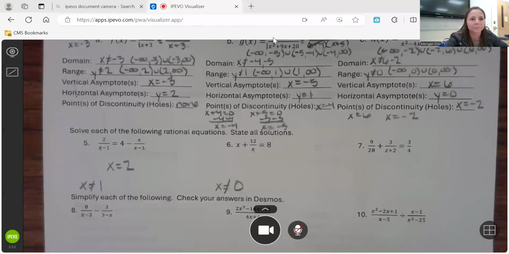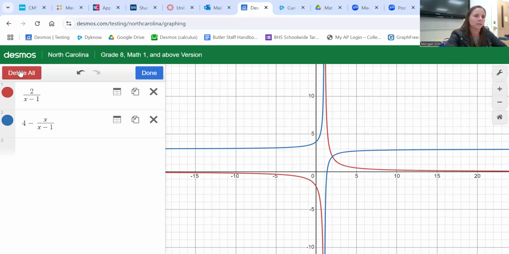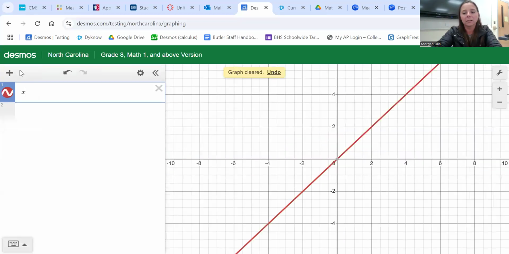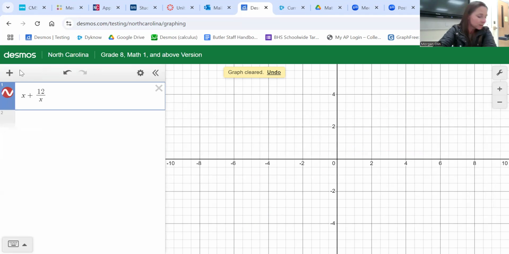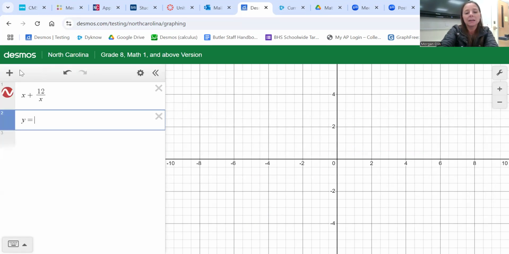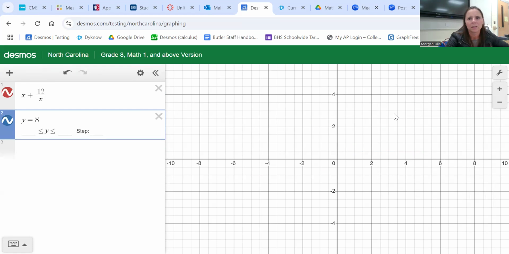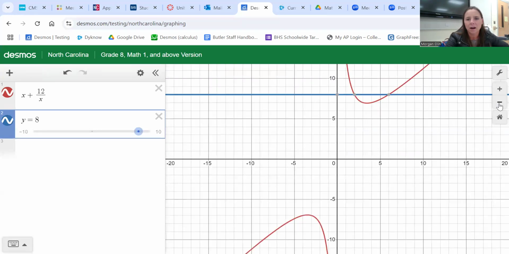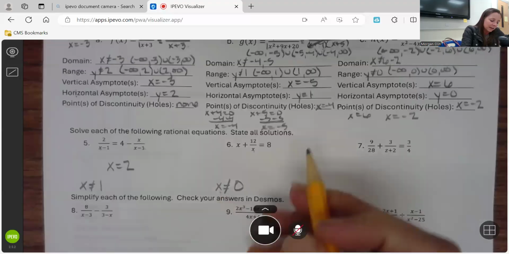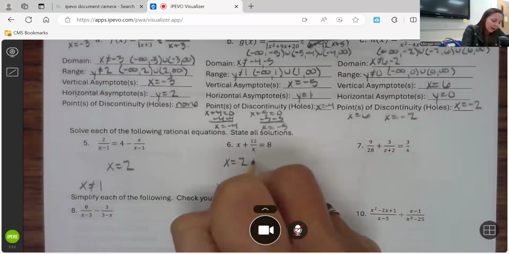Now here, let's go graph it. We're going to have x plus 12 over x, and then enter. Because it says 8, I just want to put x equals 8. All right, let's see this. This time I notice I have two intersections. And remember what I told you the solutions were. It's the x values. So we got 2 and 6. You'll notice it's never going to be the number that I've written that x can't equal. So x equals 2, x equals 6.